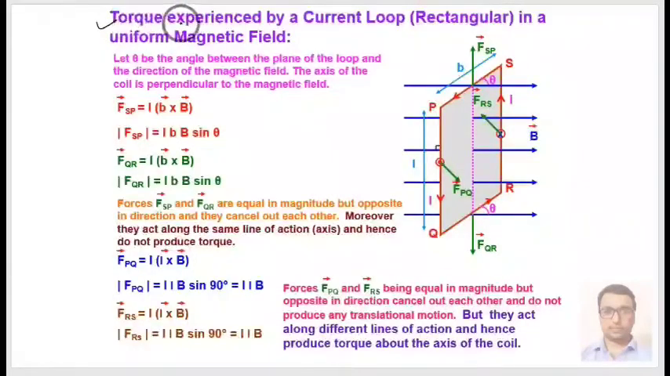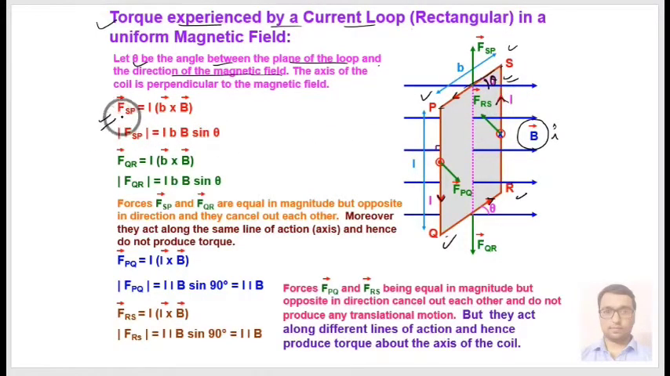Now we have the next thing, that is called torque experienced by a current carrying loop. Now try to think, we have one loop that is PSRQ, or you can say PQRS. In this loop some current I is flowing from S to P. This is the direction of current, and then it is going from P to Q, and then this way, and then this way. Let theta be the angle made by the plane of the loop and the direction of the magnetic field. Suppose this is the magnetic field i direction, and this is the loop making angle theta. As you can see here, this is your angle theta.